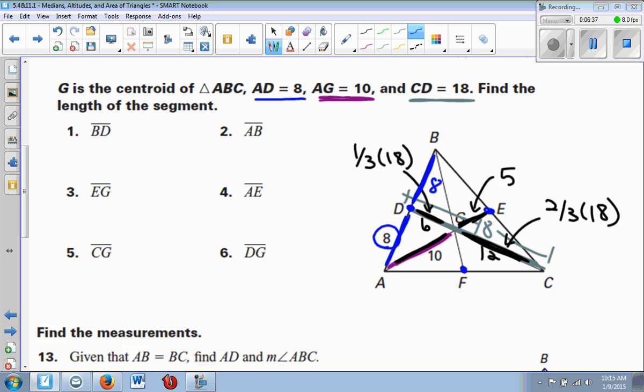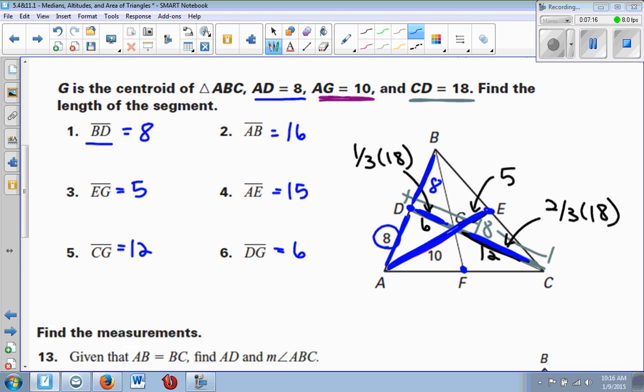So if I start looking at what the problem is asking me for, BD is labeled as 8. AB is the entire side length, 16. EG, we labeled already here, we said it was 5. A to E, we said, is the entire median length, this whole length. Well, if the pieces are 10 and 5, the whole thing's 15. C to G, we found right here, we said that chunk was 12. And D to G was this chunk here, we said was 6.